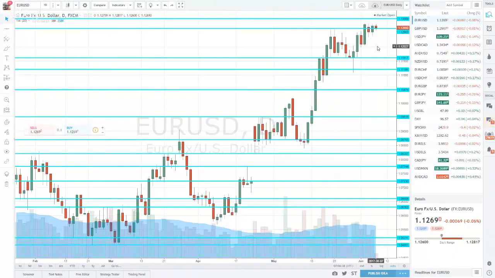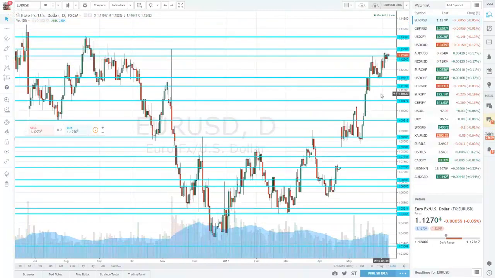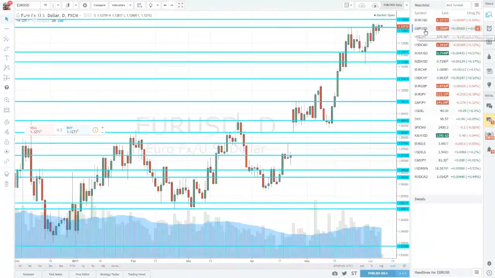To the downside, we have 111.60, 111.20, 110.50, 109.50 and 108.70. Okay, levels to look out for. In any case, the trend, as you can see with euro dollar, is on the upside. This gap here in the chart is the French elections, but even if we zoom out, since the beginning of the year, we're seeing higher lows, higher highs, a clear uptrend.